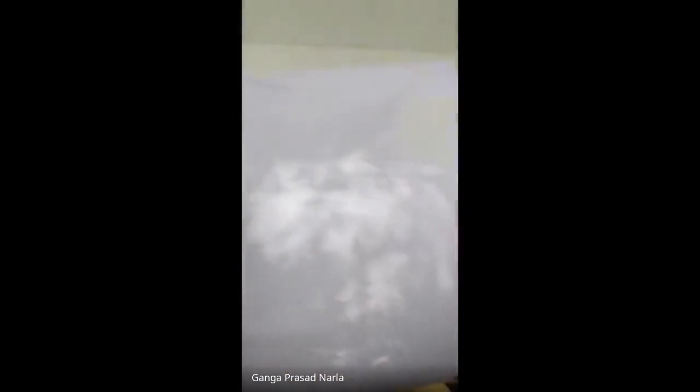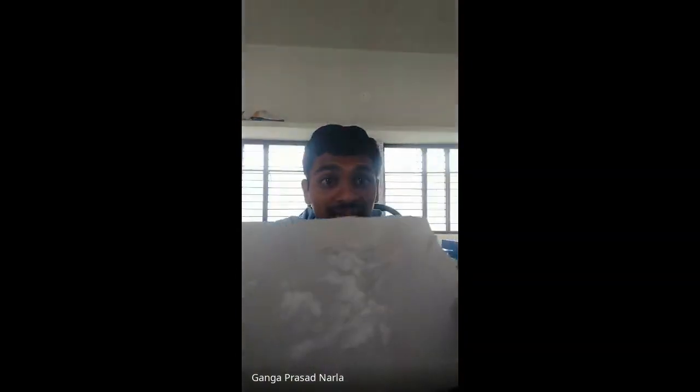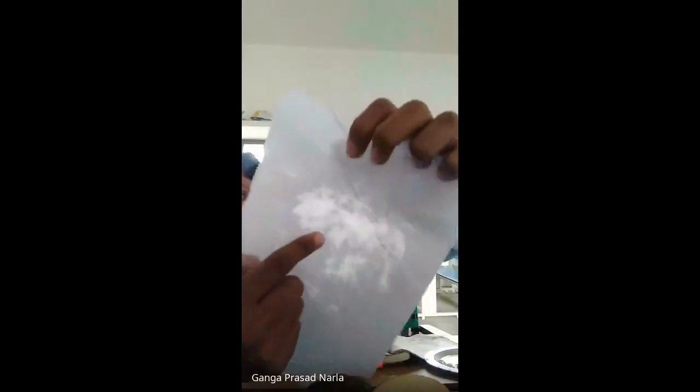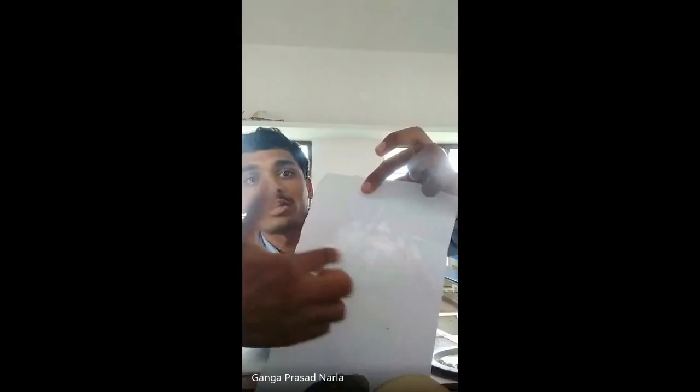Children, are you able to see any oil patches on it? Yes, sir. So, see here. Straighten the paper and dry the paper by keeping it in sunlight. You need to keep it for a few minutes in sunlight and observe the paper. If you observe the paper, there are some oily patches on the paper.